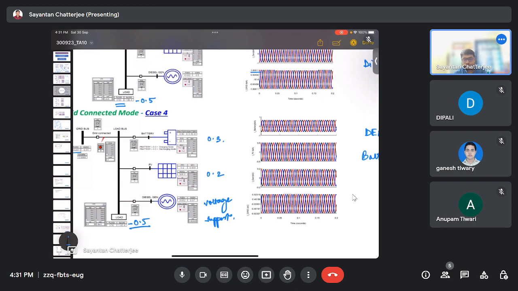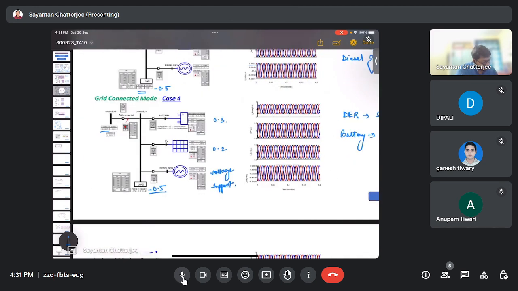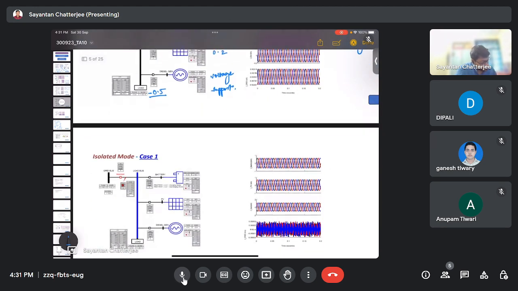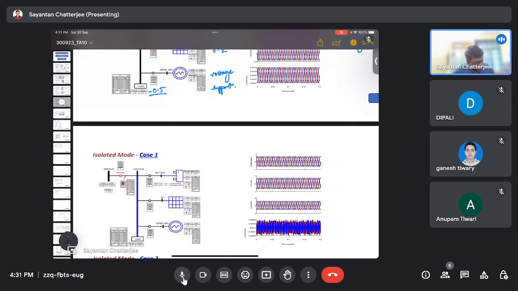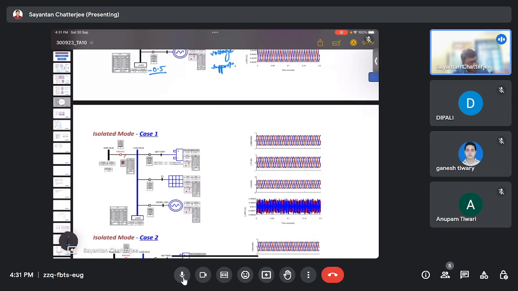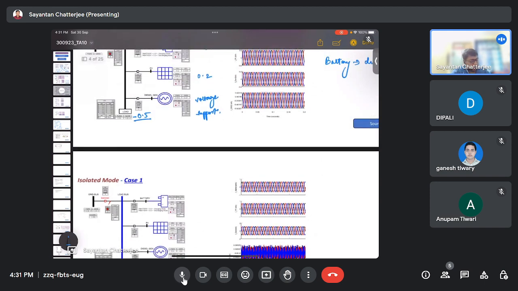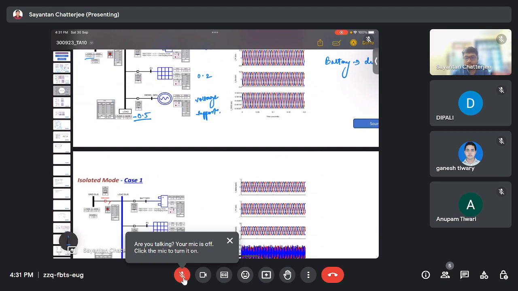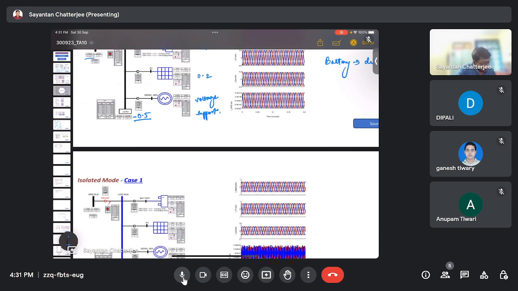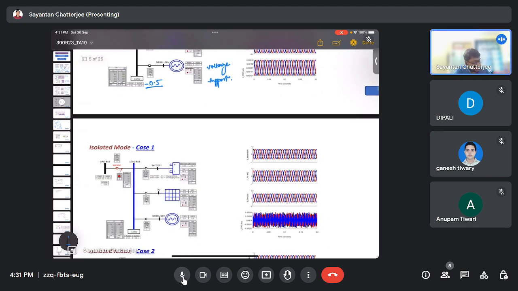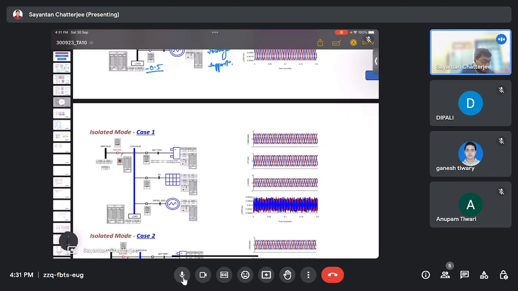So here are some grid connected modes of operation. Some cases where we can observe that each of these systems can operate in the grid connected mode.